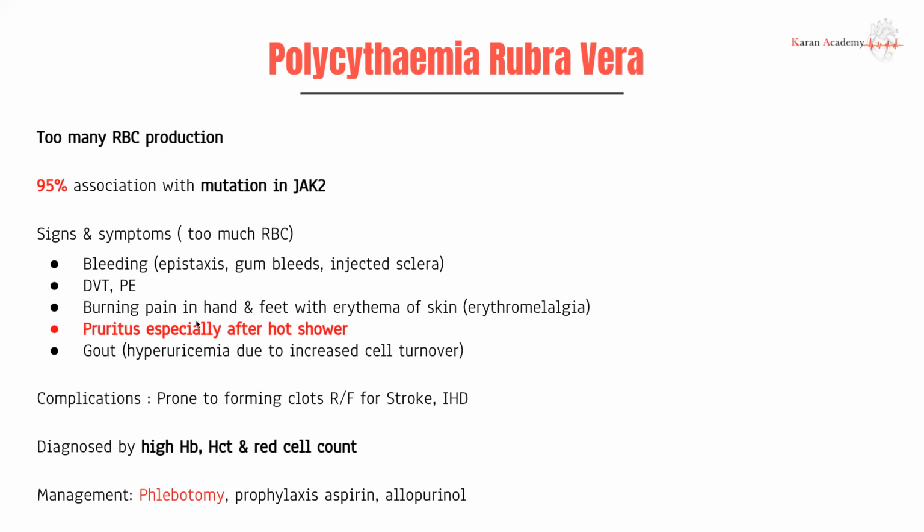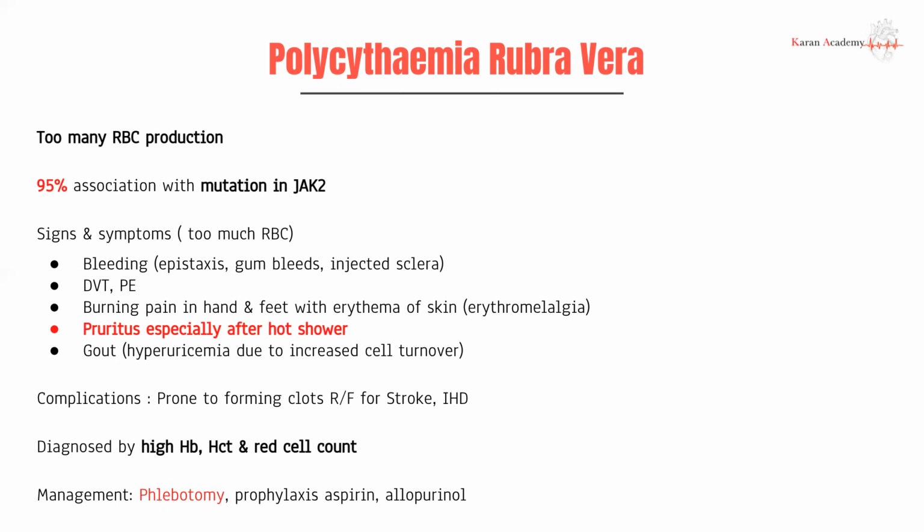You can have pruritus after a hot shower, and this is a common buzzword for PRV, and gout, because you are now producing a lot of RBCs. High production would mean high destruction. With high destruction, we are worried about gout. Complications, again, you will be prone to forming clots, and that's going to put you at a high risk of strokes and ischemic heart disease.